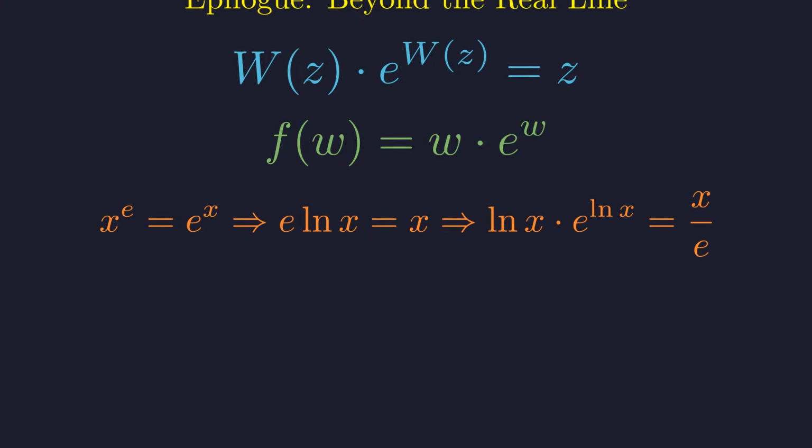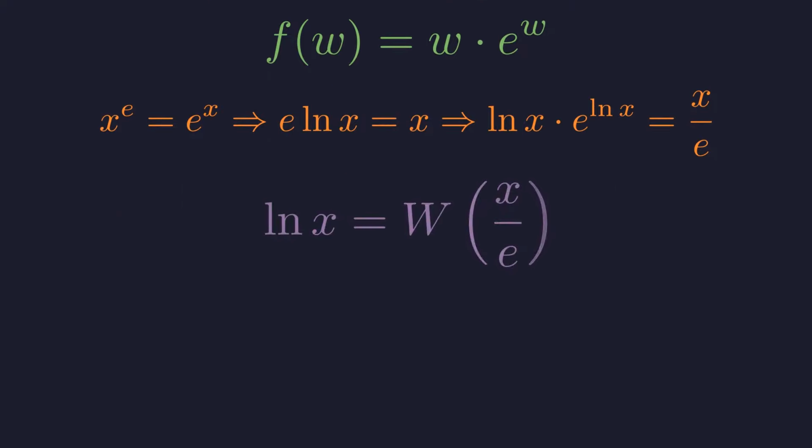Let's manipulate our original equation. From x to the e equals e to the x, we get e times natural log of x equals x. Dividing by e, we get natural log of x times e to the natural log of x equals x over e. This is exactly in the form where we can apply the Lambert W function. So natural log of x equals W of x over e.